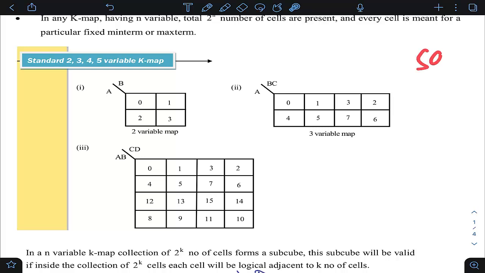If you are using SOP format, this number indicates the place of the corresponding min term. If you are using POS format, this number indicates the corresponding max term place. So if you are using POS format and this is 7, it means this cell is meant for max term 7. If you are using SOP form, this cell is meant for min term 4. Similar is the story for this one as well.